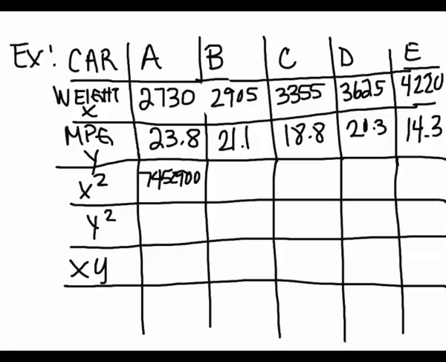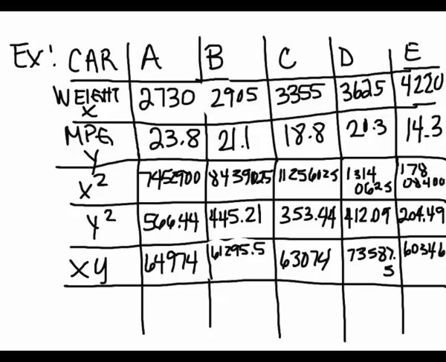2905 squared is 8,439,025. Okay, so fill in the rest of the table. Okay, I filled in the rest of the table. Now I kind of started to wrap because I ran out of room. For example, right here, all I did was take 3625 and square it.